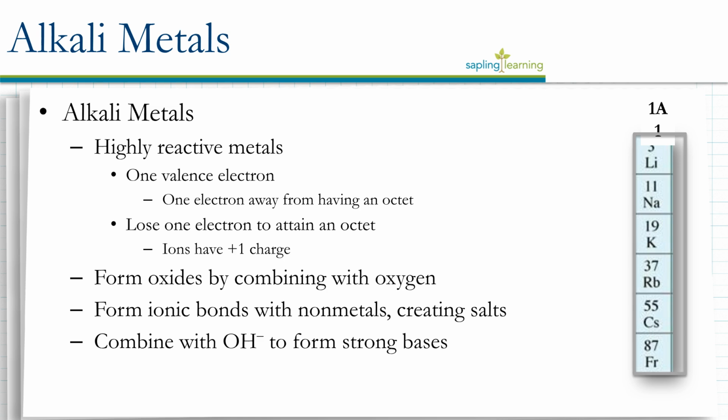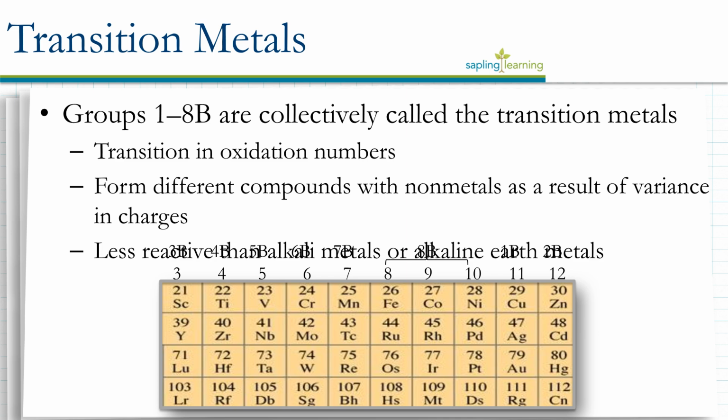Alkali metals, group 1A, are highly reactive metals with 1 valence electron. They readily lose this electron to attain an octet and form ions with a +1 charge. Like alkaline earth metals, alkali metals form oxides, create salts through ionic bonds with nonmetals, and form strong bases with hydroxide ions. The alkali metals include lithium, sodium, and potassium.